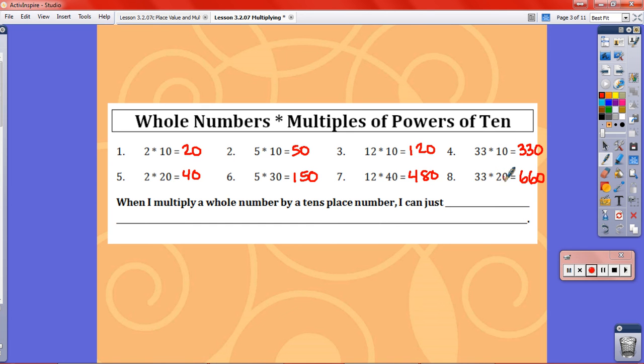Because 20 is 2 tens. So if 33 tens is 330, then this is twice as much as that, because it's 2 tens instead of 1 ten. So when I multiply a whole number by a tens place number, I can just remove the 0, then multiply, and then replace the 0.